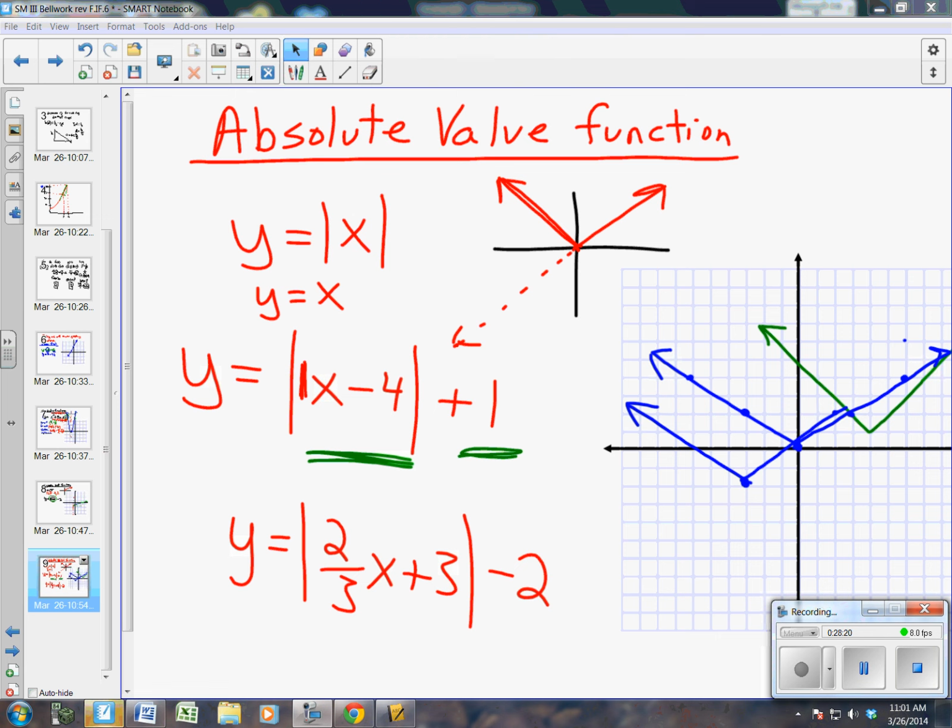Got it. So it's just like a linear equation. If you want to graph the linear equation, you can do that and then just move it over where you need to. Okay? All right. That's all we have time for today.